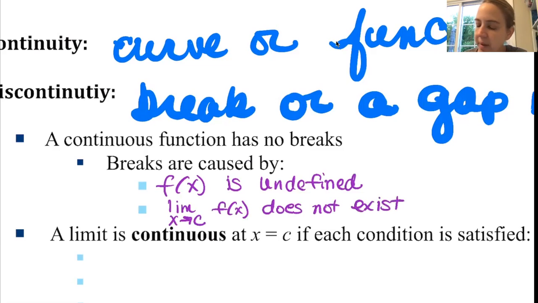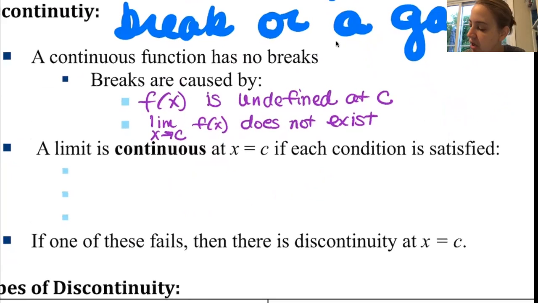And in fact, I'm going to go back to my first one. It's not that f of x is just undefined, but that it's undefined at a particular point, so I'm going to say at c. And when we use c, that just means a particular x value, so x equals 2, x equals 7.5. C is a particular x value, where x refers to the unknown. So a function is continuous if each condition is satisfied.